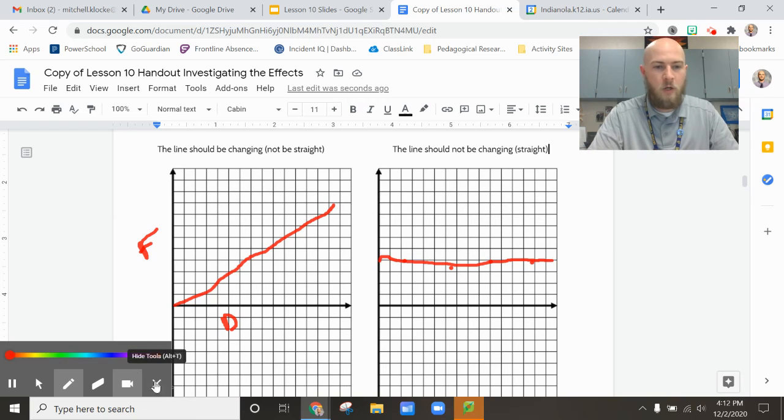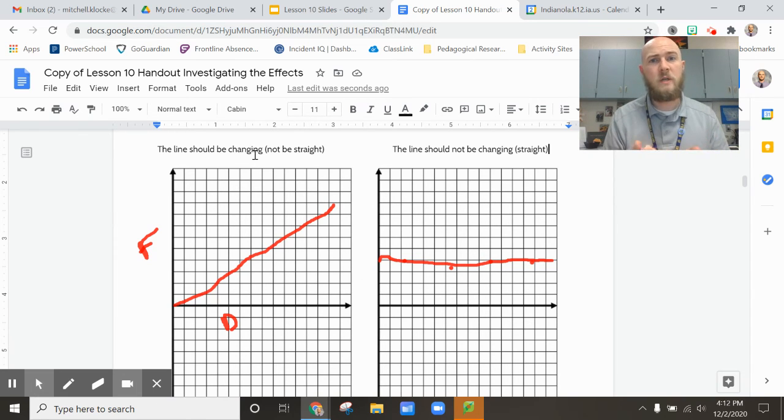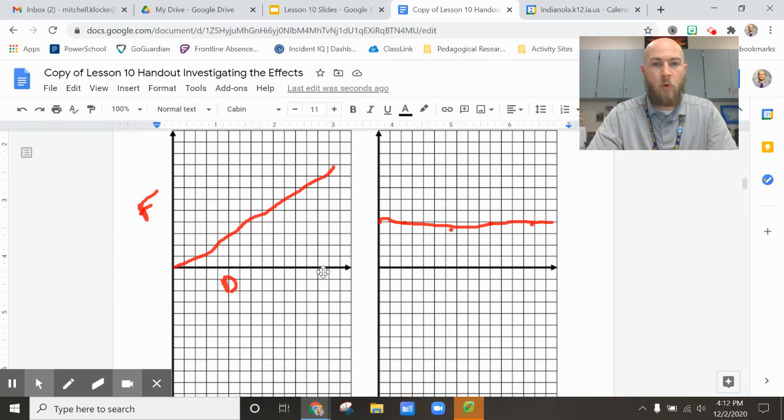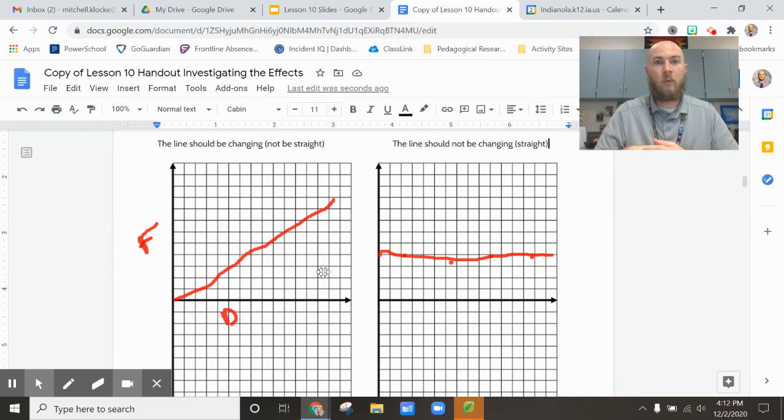On your document, I want to make sure that you have these two things typed, because if these two things aren't typed, I'm not going to be able to give you a good grade on that portion. I know we can't draw on the graphs, but we should be able to type what the line should look like. All right, so that takes care of the portion of our handout where we make our predictions.